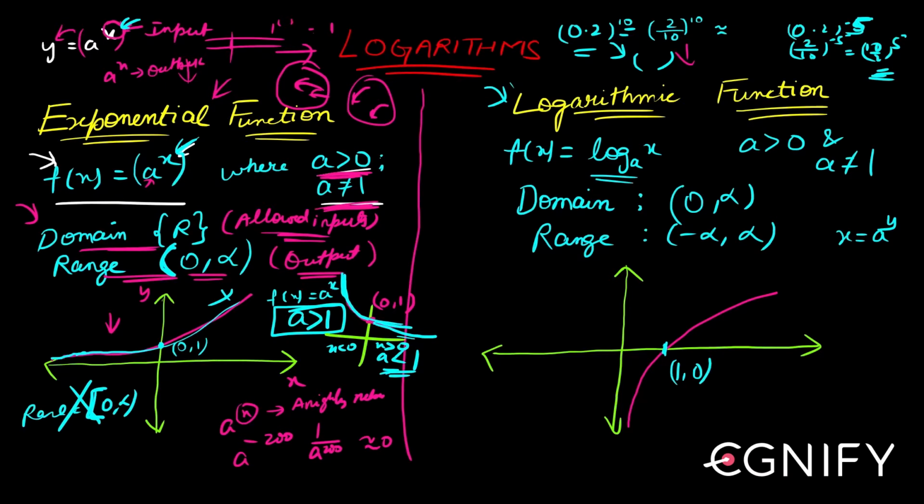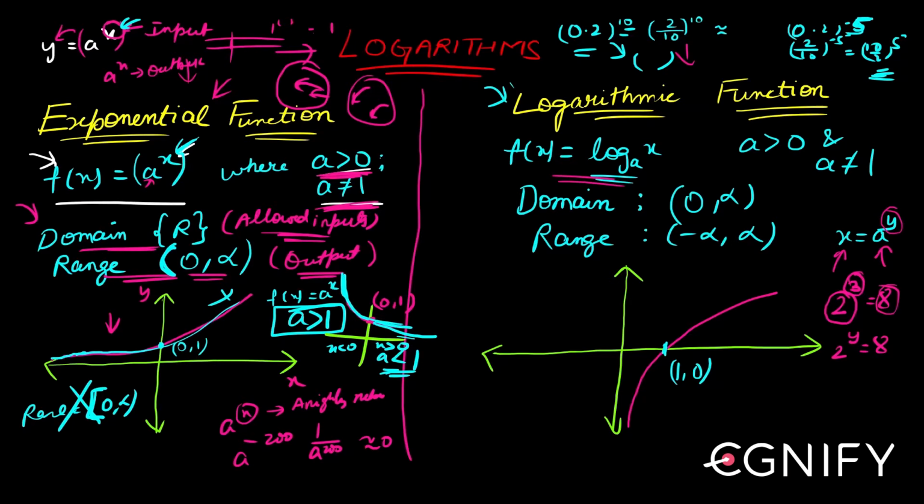Now, if you are given the value of x, and also if you are given the value of a, can you find y? Right, so something like, you know 2 power 3 is 8. But if you know 2 and if you know 8, and if I ask you to find what 3 is, or if I ask you to find for what value of y will I get 8, right? So this function helps us in doing that.